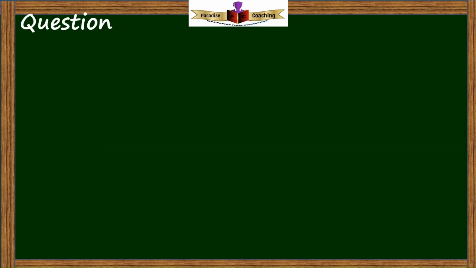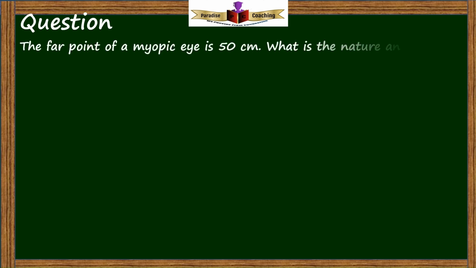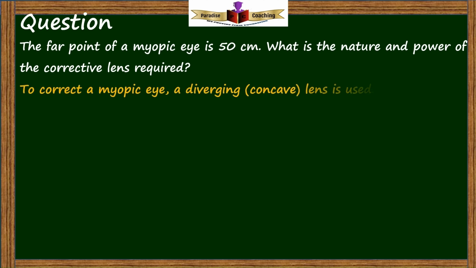Let's discuss and solve questions based on the discussed concepts. The far point of a myopic eye is 50 centimeters. What is the nature and power of the corrective lens required? Recall, to correct a myopic eye, a diverging concave lens is used.